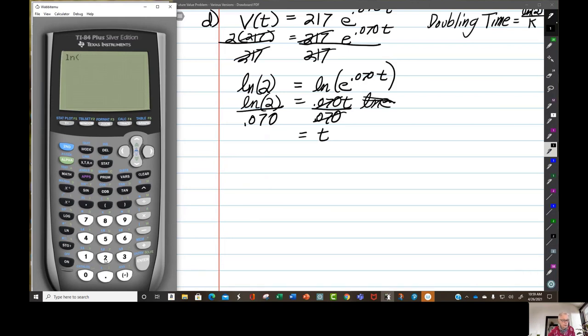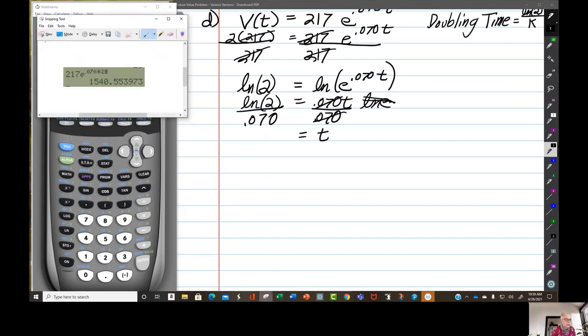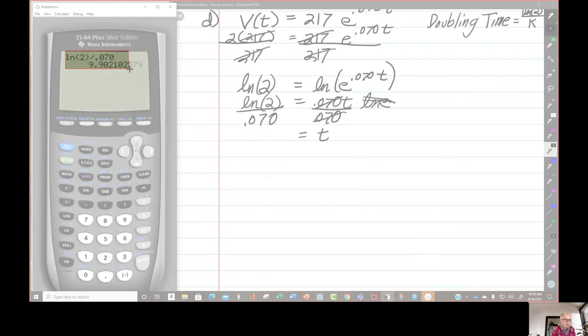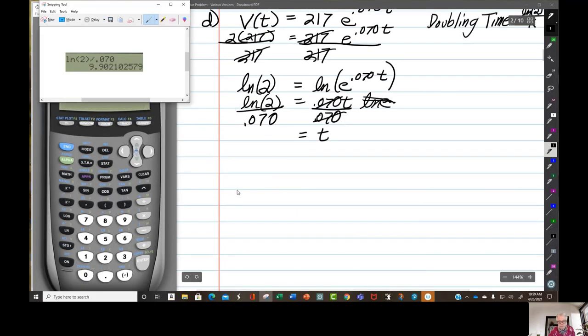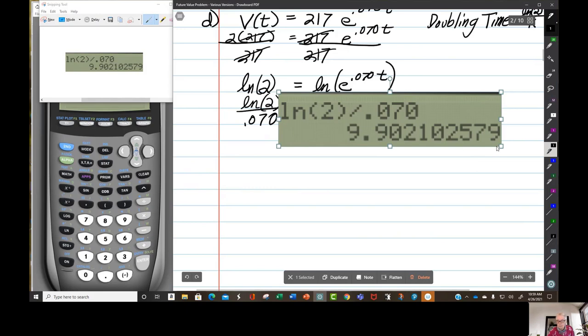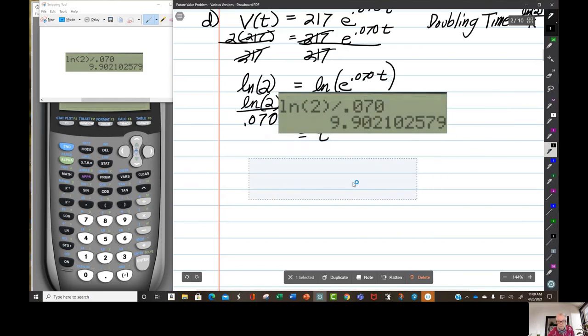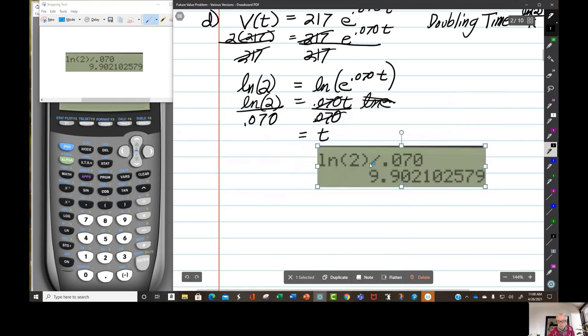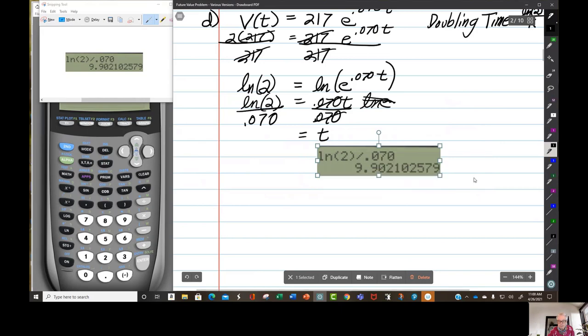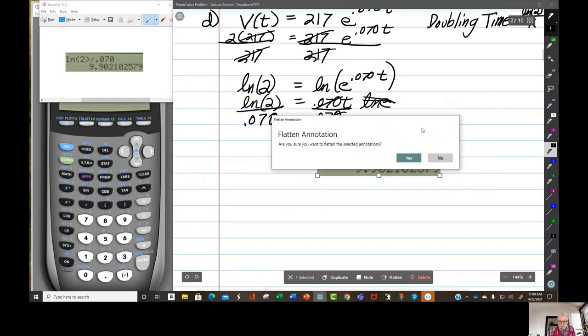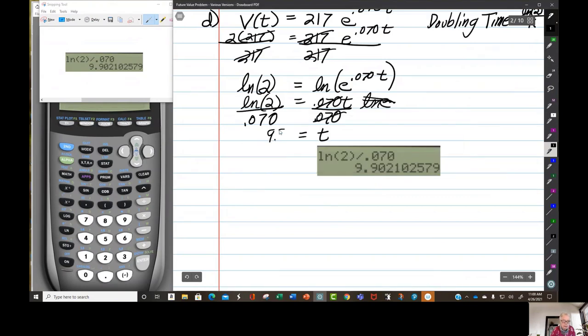Okay, ln 2 divided by 0.070, enter. And we're rounding to one decimal place, as I recall. So indeed, 9.9 is going to be our answer. We'll just leave it over there. Years.